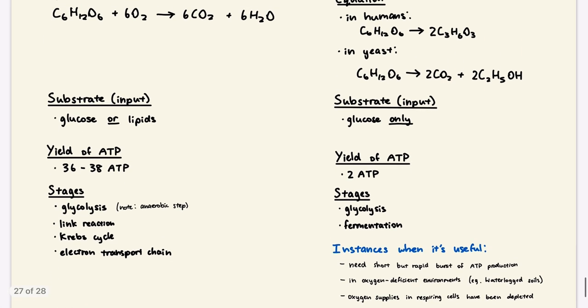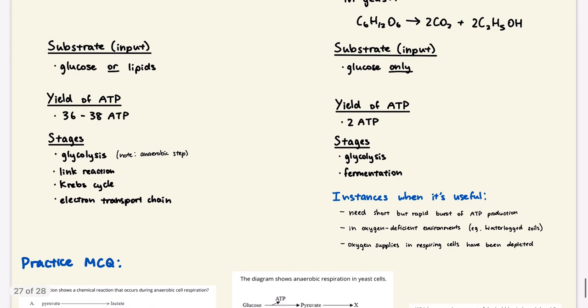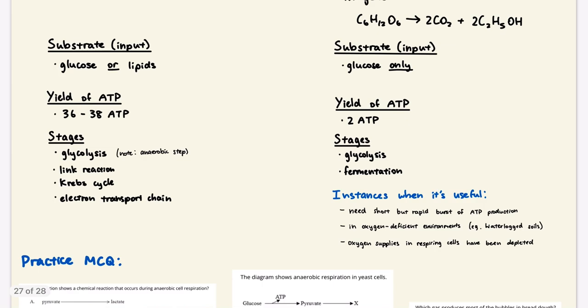So the substrate or input of aerobic respiration can be glucose or lipids, whereas in anaerobic respiration, only glucose is an input. Aerobic respiration yields much more ATP than anaerobic respiration, yielding around 36 to 38 ATP per glucose molecule, whereas anaerobic respiration yields only 2, which is much less efficient.